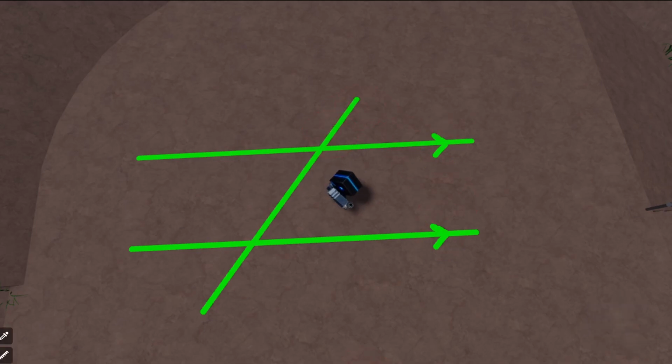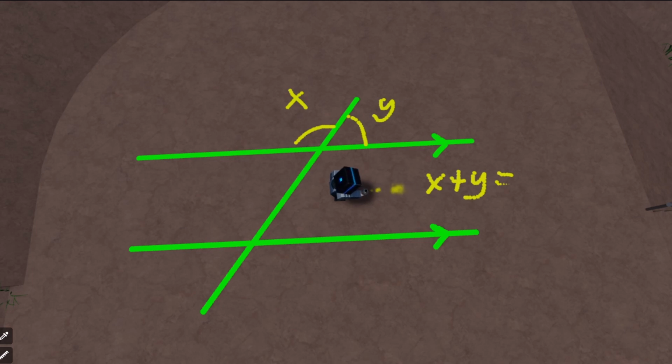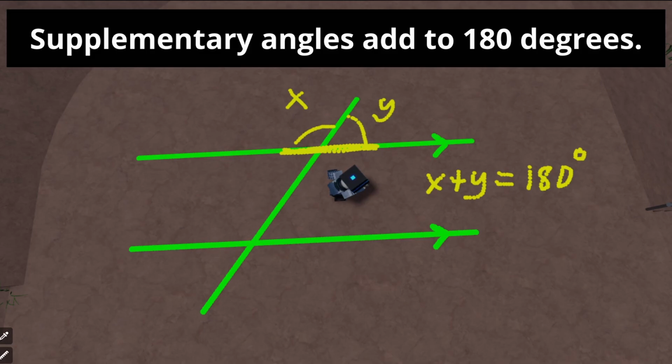First, I'm going to draw these two angles. Let this be x, and let this be y. What you need to know is that x plus y equals 180 degrees. And why is that the case? Well, notice that x and y are along this straight line over here, and the sum of the angles along a straight line is always 180 degrees. So that means x plus y equals 180 degrees. And these are called supplementary angles.